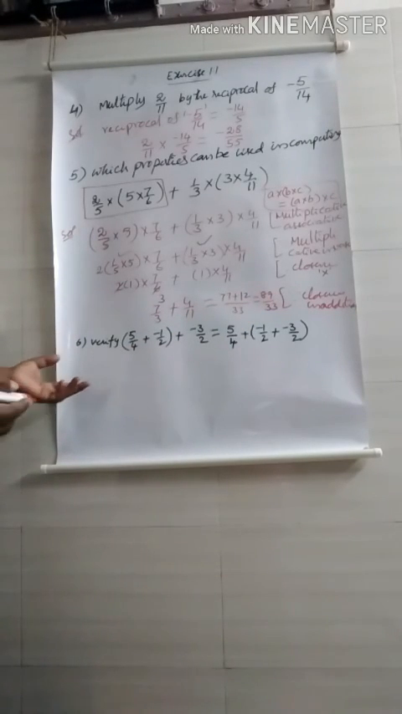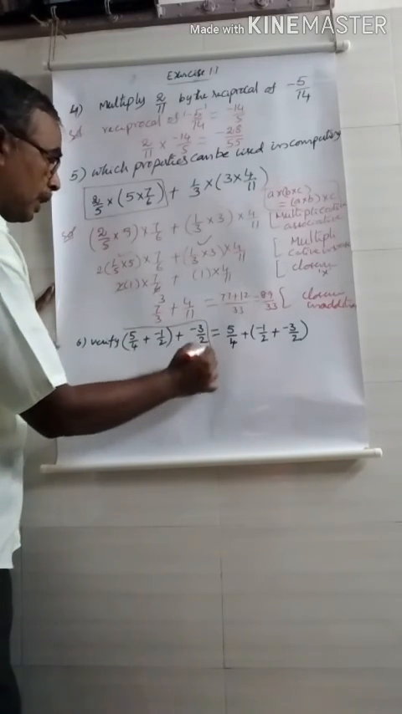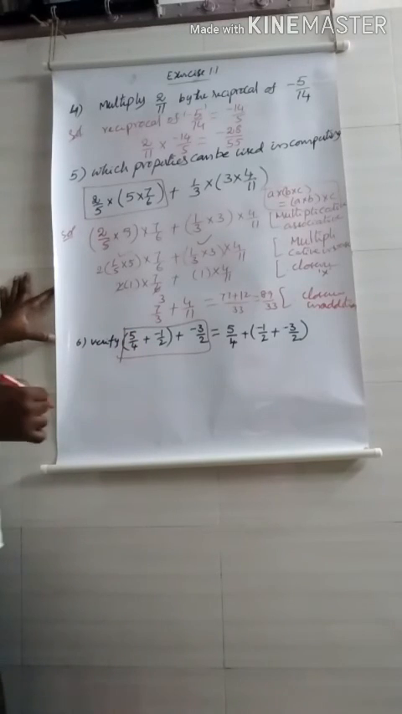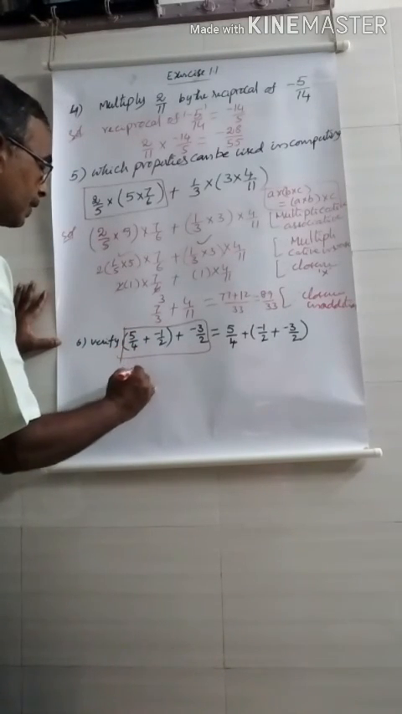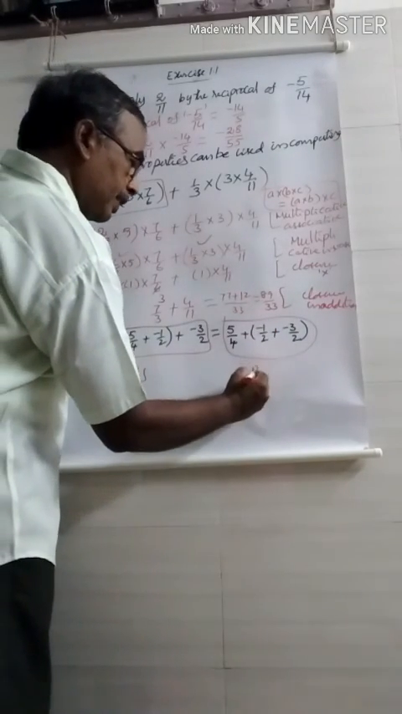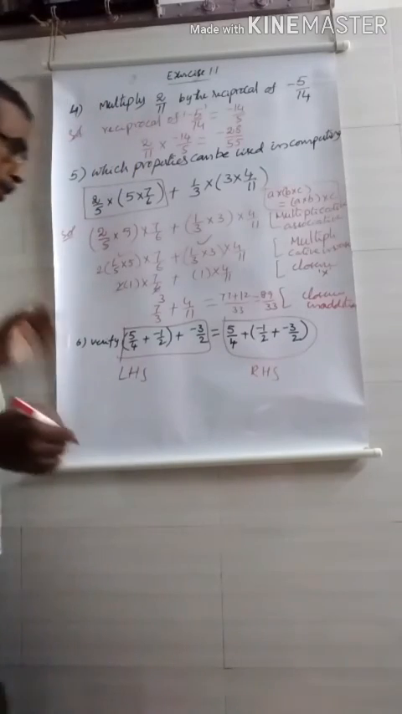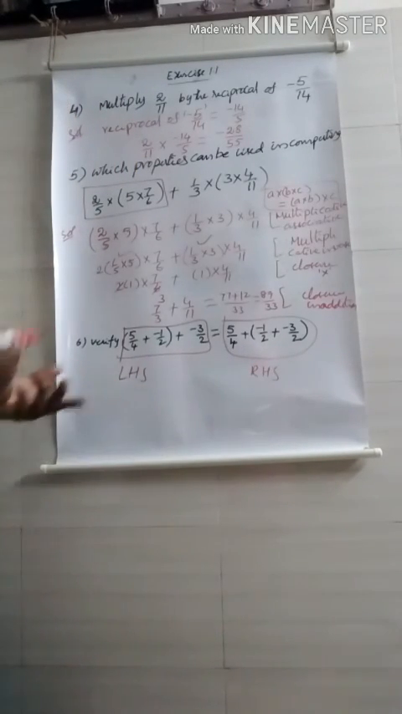Here also you may do the sixth one, verify. This is homework for you. First you may find this part. After that, first you may find LHS. After that, you may find the RHS separately. Both are equal or not, you may check it. Okay, thank you.